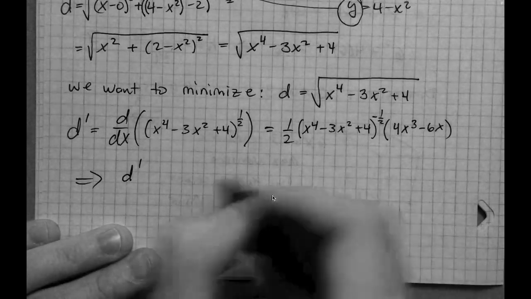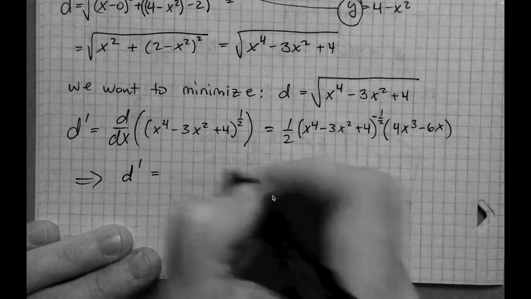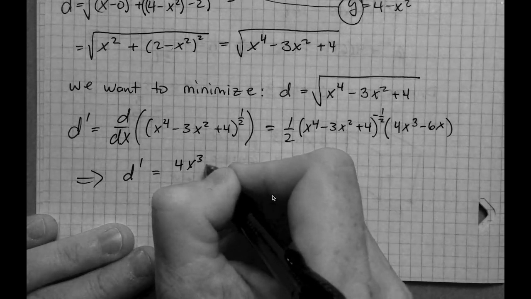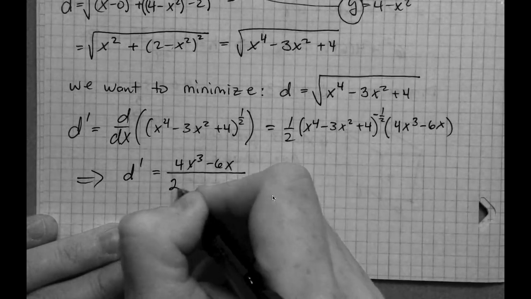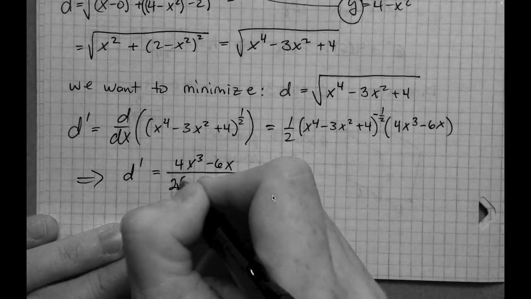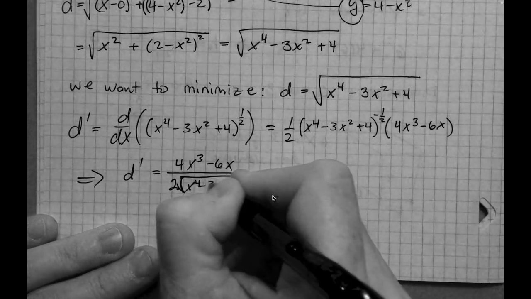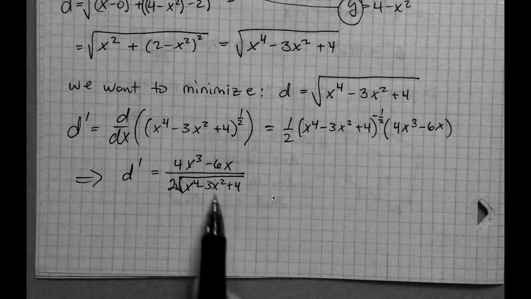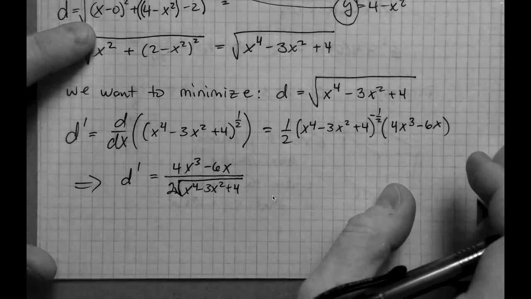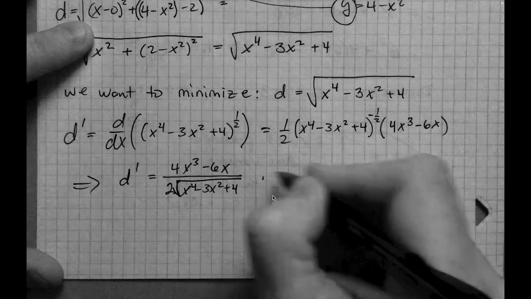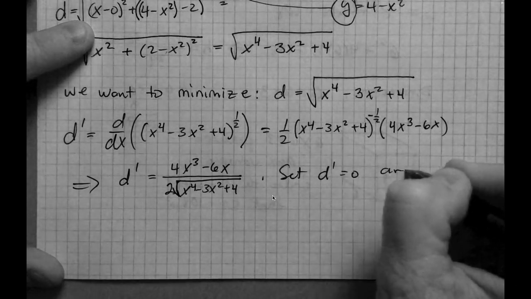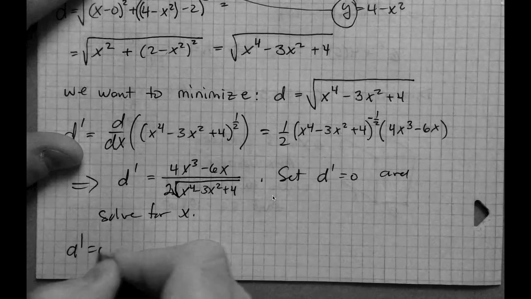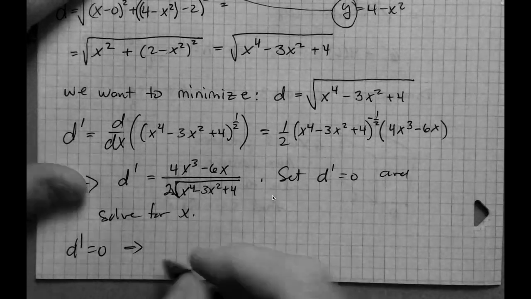And so let's clean this up a little bit. So it'll be 4x cubed minus 6x all divided by 2, sorry, that's a square root. And then it's x to the 4th minus 3x squared plus 4. There we go. And so that's our derivative. Now, when we're looking for relative maximums or minimums, in this case minimums, we need to set d prime equal to 0 and solve for x.